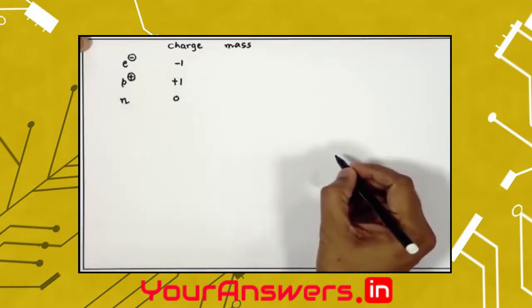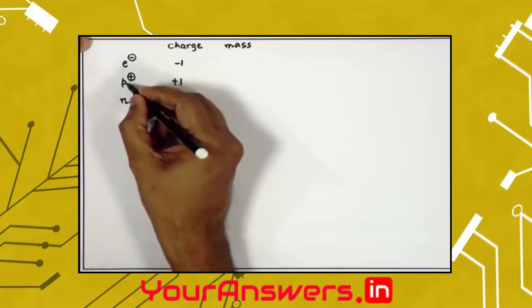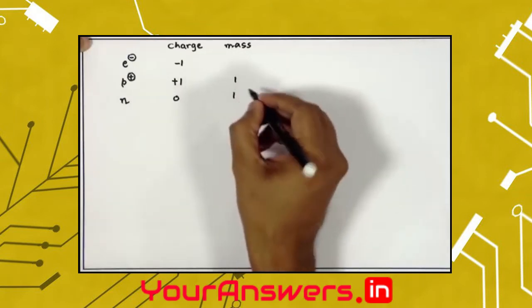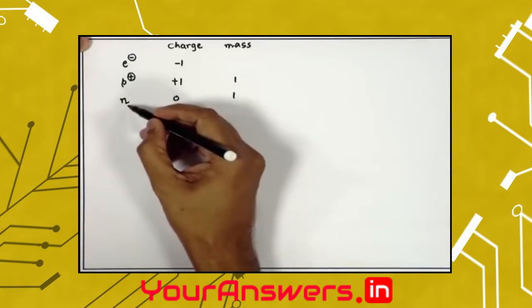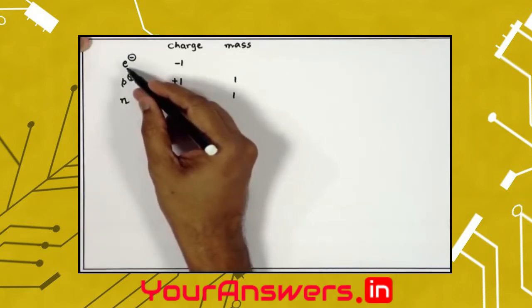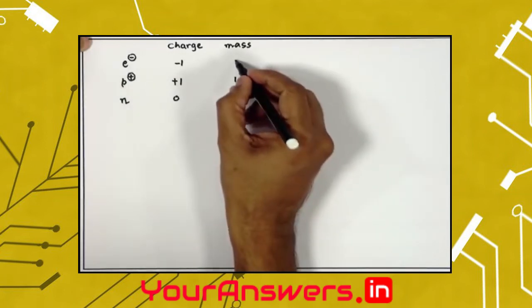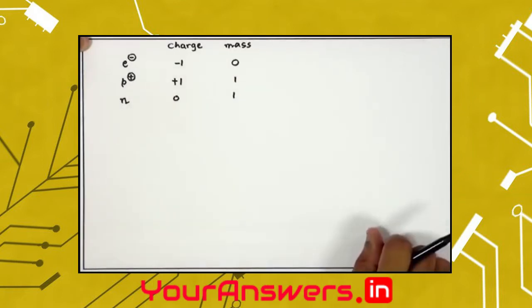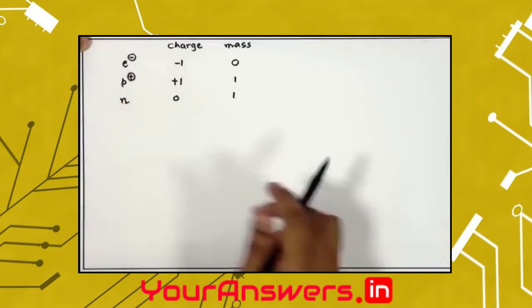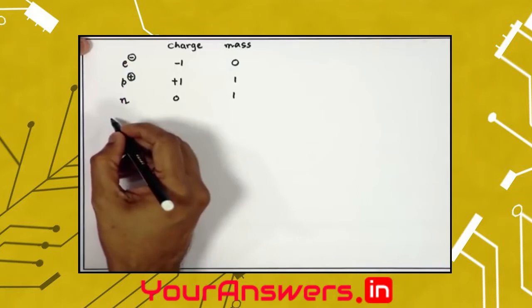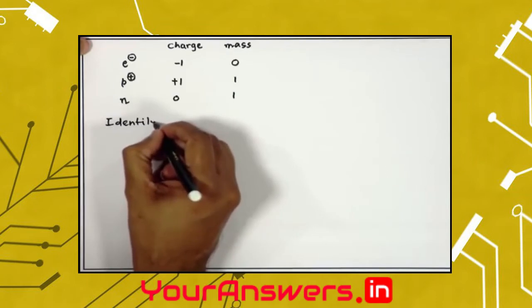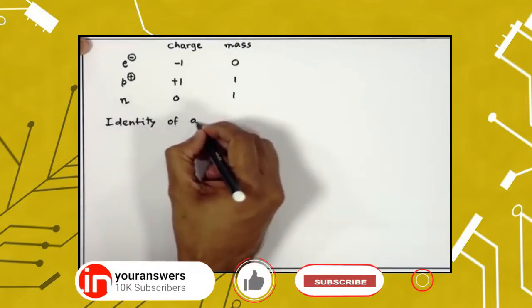When you looked at the mass, we got to know that the proton and neutron have 1 AMU mass each, roughly equal. Compared to the mass of the neutron and proton, the mass of the electron is negligibly small. Therefore, we took it as 0. So this is the charge and mass scenario of our subatomic particles. Using these 3 subatomic particles, we will try to identify atoms. We will now spend some time discussing or establishing the identity of an atom.